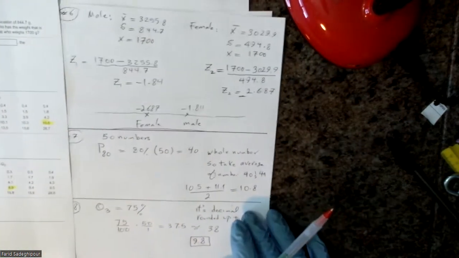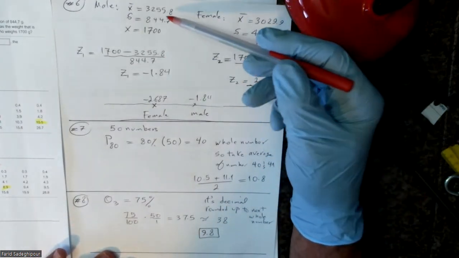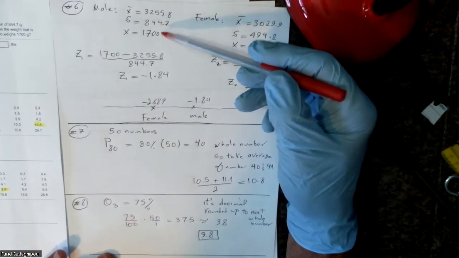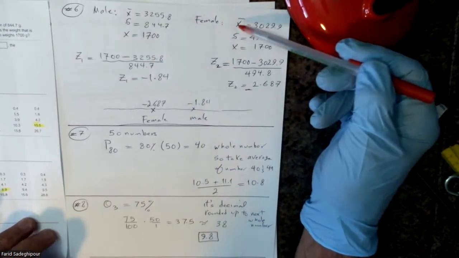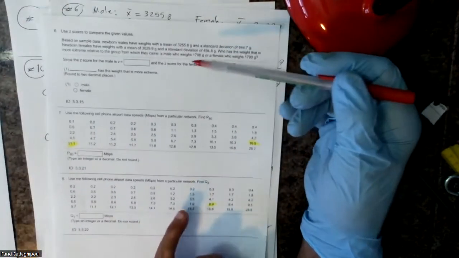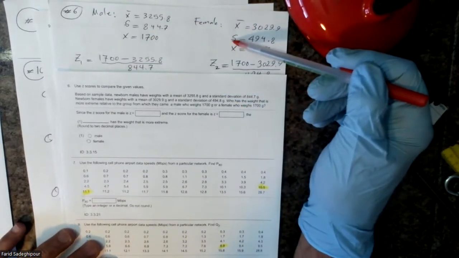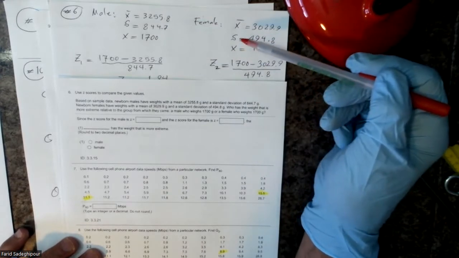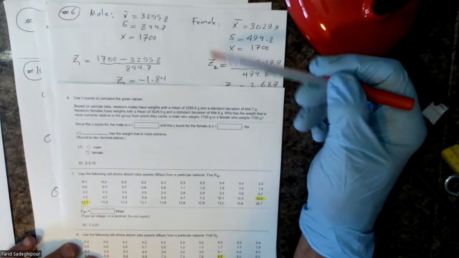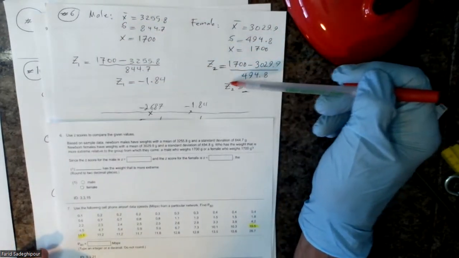Number 6, the percentile problems. Again, it's not the percentile, I'm sorry, it's just the z-value. Again, the mean, standard deviation, and x are given. We calculate z for males, and we do it also for females. In this problem, there are male and female, and for both of them the mean and standard deviation are given, and the x values are the same. So we calculate the z for female and the z for male, and then we can do the comparison.